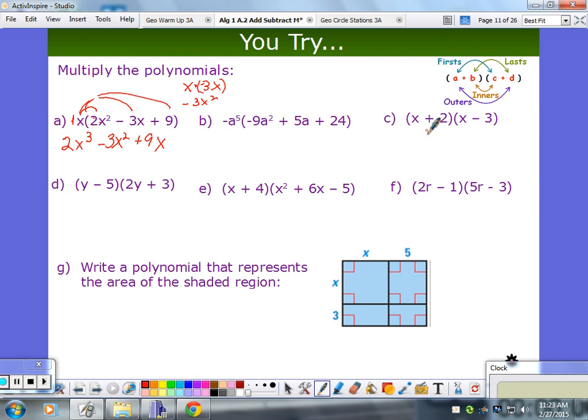Let's do C. Okay? So x times x, x squared. X times negative 3, negative 3x. Inside, 2 times x, plus 2x. And then 2 times negative 3. Combine those like terms here. I call them the outsides and the insides. That's the OI. You have to combine those because they are like terms. What's minus 3x plus 2x?